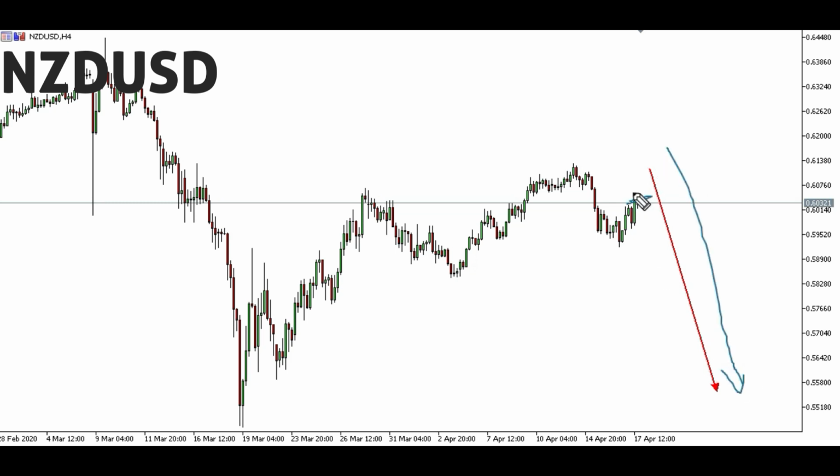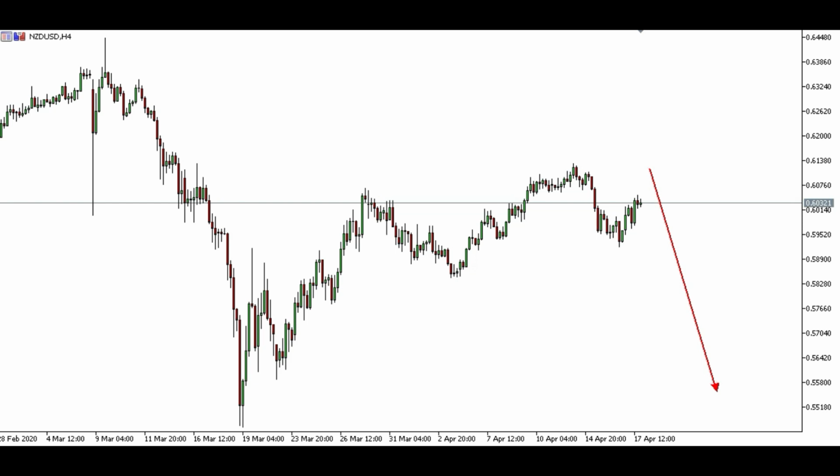We are not looking forward to taking any buy opportunities because there's a higher chance of moving down than moving up. And if we move up, the up move is going to be small. But if we move down, the down move is going to be big. So we just ignore any up move and wait for the sell opportunity. Any sell opportunity on NZDUSD, we take it.